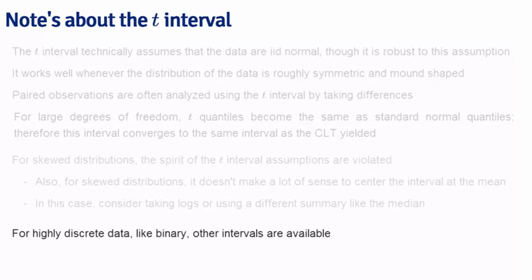Also, I would add for highly discrete data like binary or Poisson data, other intervals are available and it's probably preferable to use them to the t-interval.